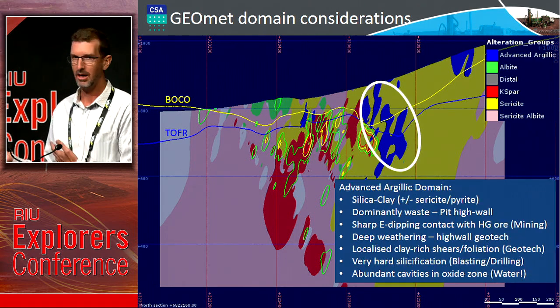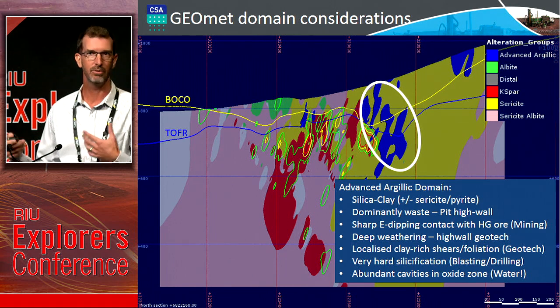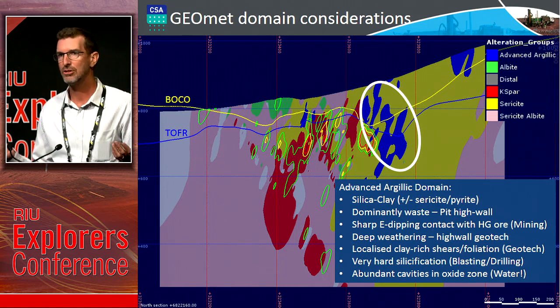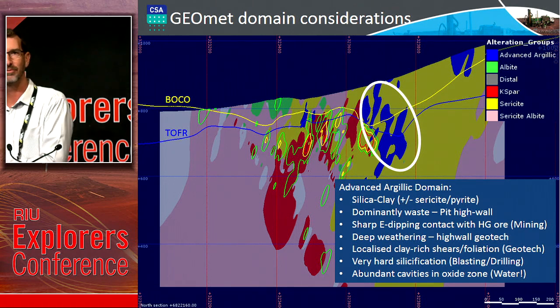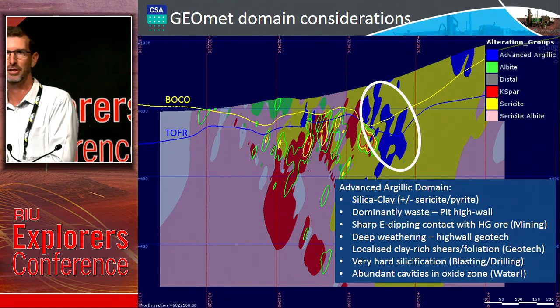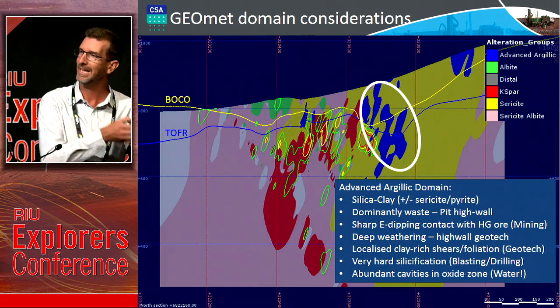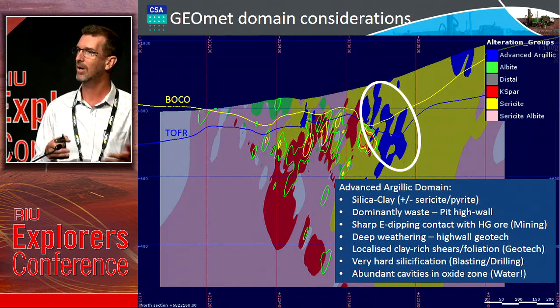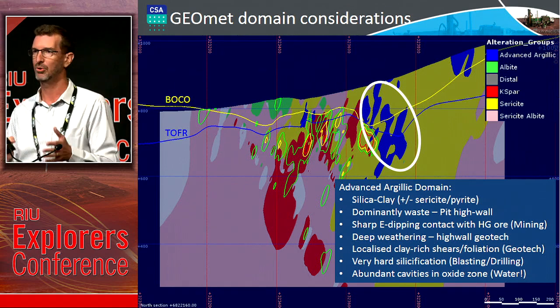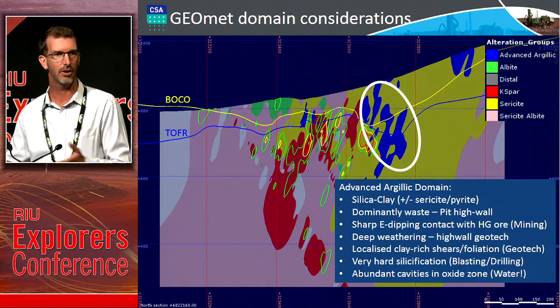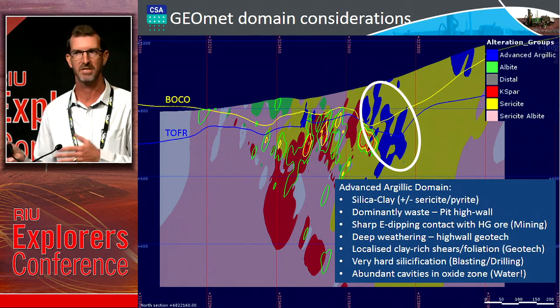Then a domain, an advanced argillic domain within this deposit that has no ore, but it's in the high wall, it's full of clay, it's full of voids, it's full of water, and it's a real issue from a geotechnical perspective. So collecting all of these data along the way, we're able, before we go to the MET and geotech test work phase, to give a heads up as to the domains that are going to be of interest that need to be tested specifically.